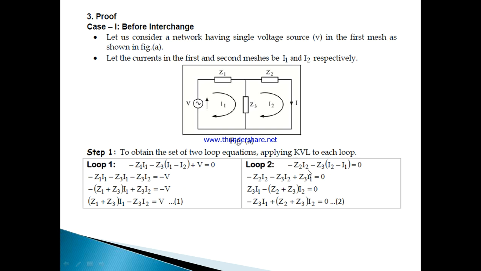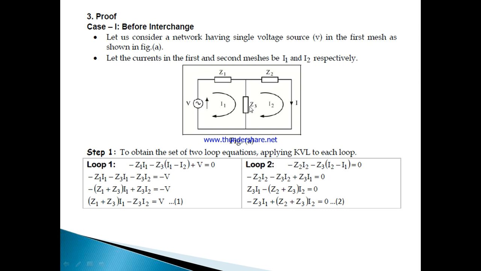Now come to loop 2. In loop 2, apply KVL. KVL is the sum of potential rises equals the sum of potential drops. There are no rises present, so I am writing 0 here. There are 2 drops because there are 2 passive elements in loop 2: Z2 is the first passive element and Z3 is the second. The drop across the first passive element Z2 in loop 2 is given by the current flowing through Z2, which is I2. So I2 into Z2 gives the drop across the first element in loop 2.